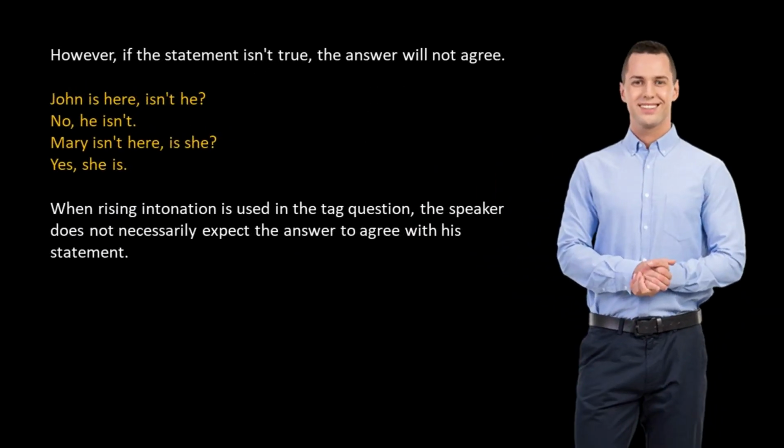However, if the statement isn't true, the answer will not agree. For example, John is here, isn't he? No, he isn't. Mary isn't here, is she? Yes, she is. When rising intonation is used in the tag question, the speaker does not necessarily expect the answer to agree with his statement.